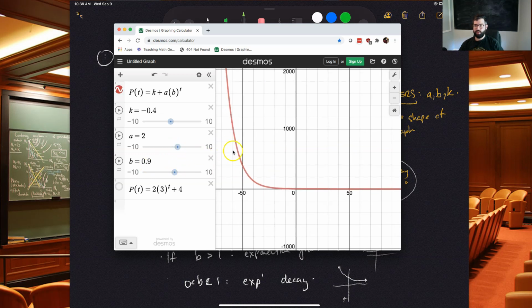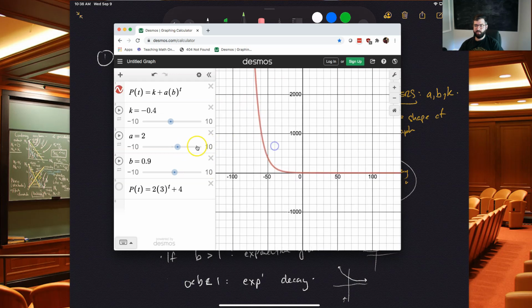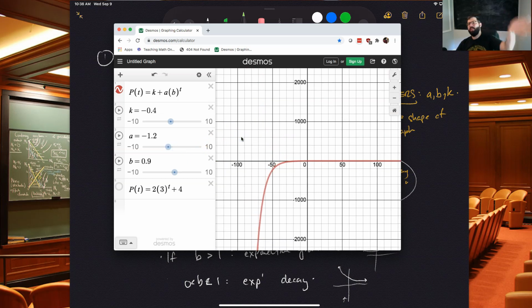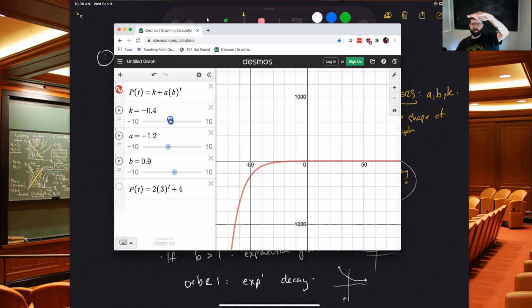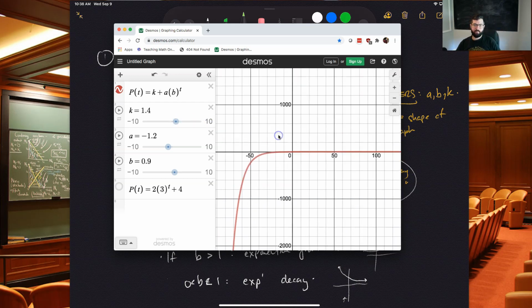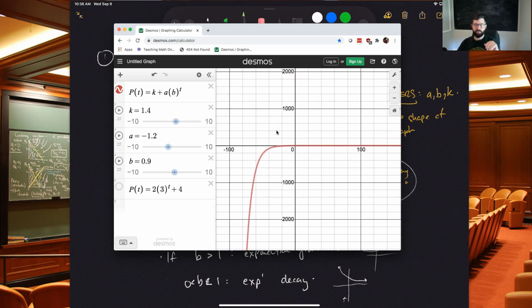And then what happens when, let's say we're looking at decay, and we flip a? Now that a is negative, we see, okay, it flips it across the x-axis. So now instead of decaying really quickly, it's kind of shooting up and tending towards what would be 0 normally if k were 0, or whatever k's value is. Okay, so we're kind of blurring a little bit between the long run and the short run there, but we're going to be explicit about that.